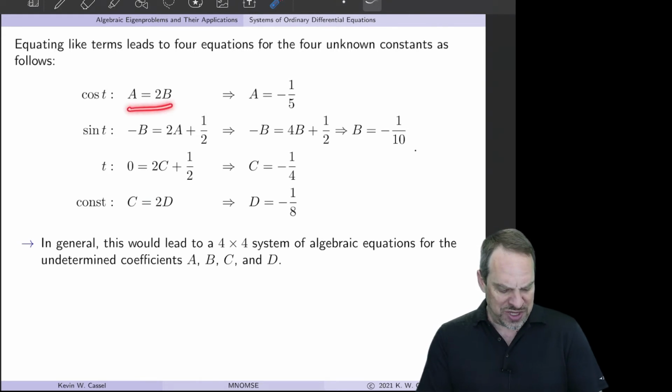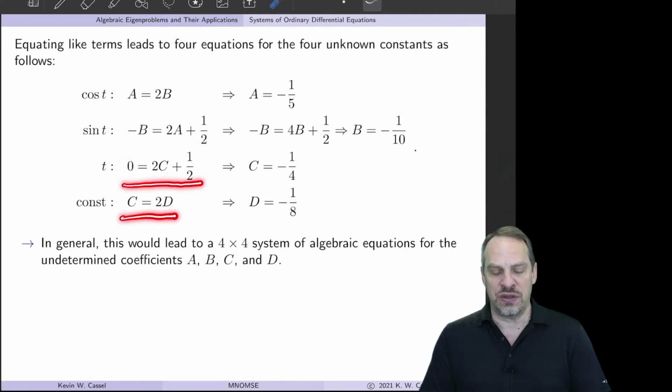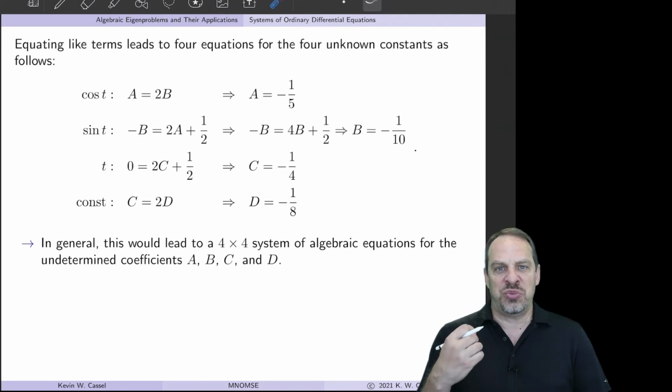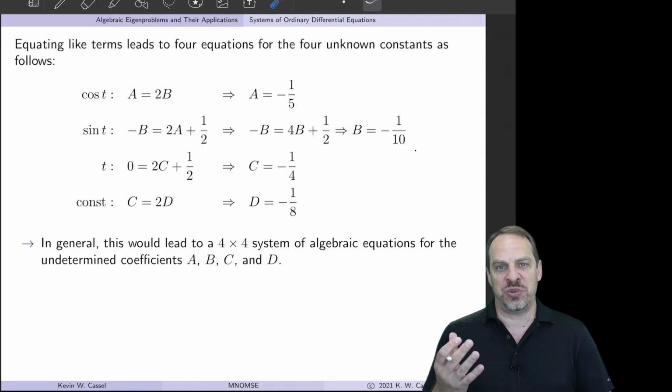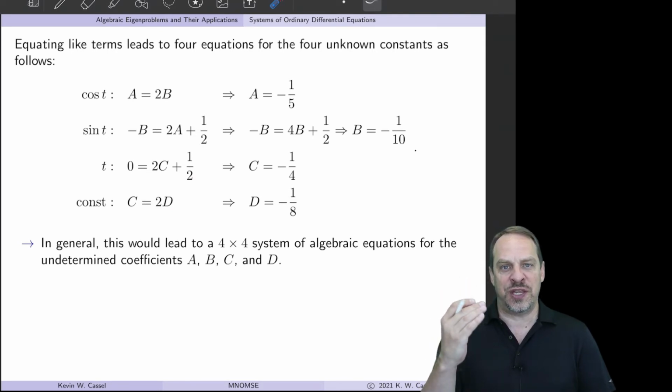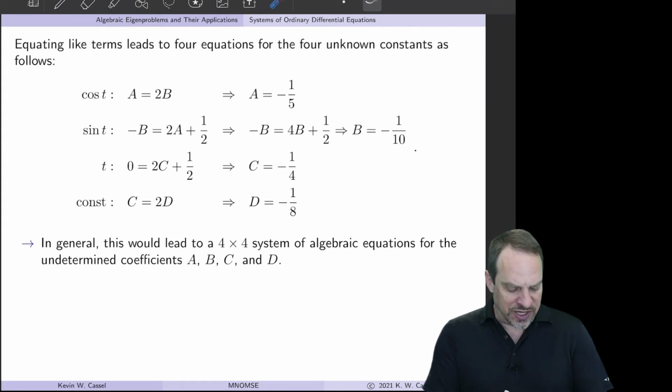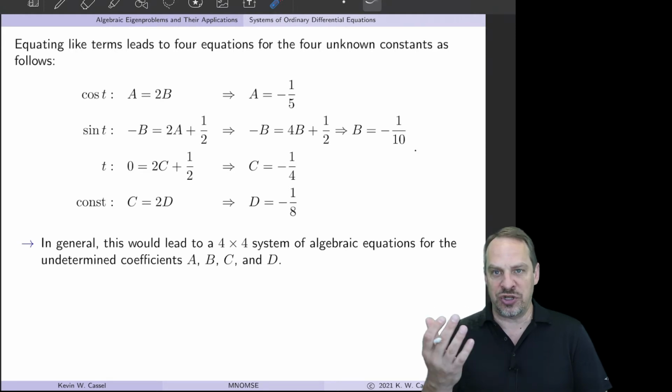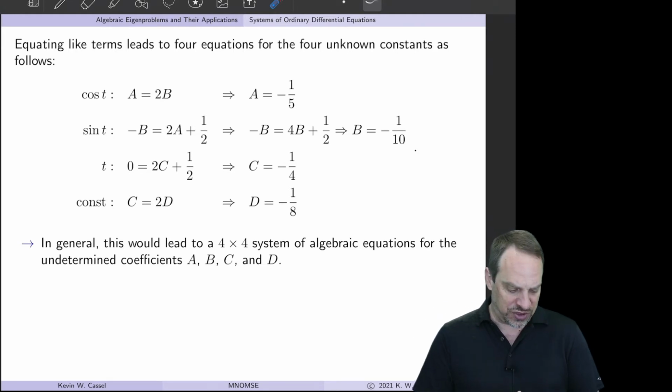So a is 2b, minus b is equal to 2a plus 1/2, 0 is 2c plus 1/2, and c is 2d. Now in general, this is going to be a 4x4 system of linear algebraic equations for our 4 coefficients, a, b, c, and d. In this case, the first 2 only involve a and b, and the last 2 only involve c and d. So I can solve these pretty easily in the current situation. But again, in general, it would be a 4x4 system of equations.